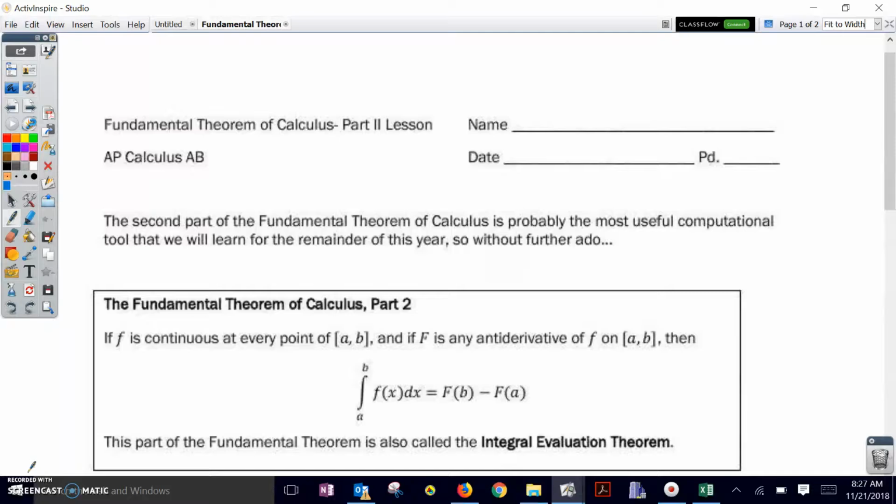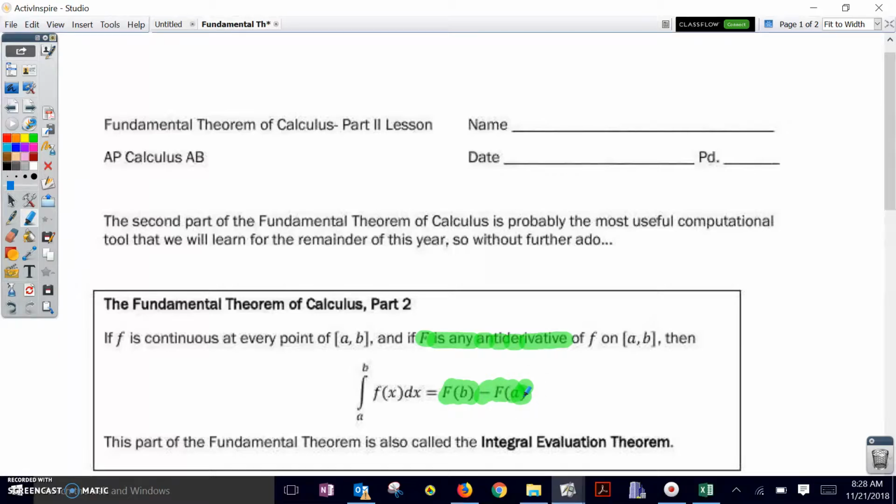Finally, today, with the Fundamental Theorem of Calculus Part 2, we're going to look at how to actually find the value of a definite integral algebraically. And you see here on the screen the Fundamental Theorem of Calculus Part 2. If we have a continuous function, and if capital F is any antiderivative of the function, then in order to find the integral from a to b of f of x dx, we take the antiderivative evaluated at b minus the antiderivative evaluated at a.